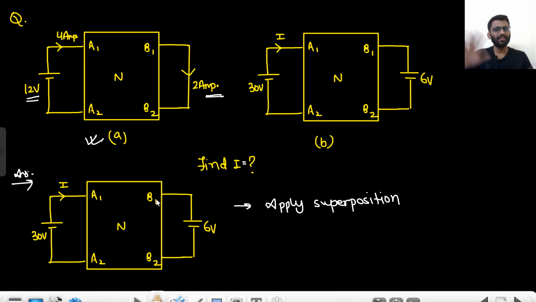So in the exam, this question will be solved very quickly. You will see 12, 4. Apply superposition because only one source will be there. So 12, 4, 30, 10 ampere current. Now I will apply 6 volt here. So 12, 2, 6, 1. 10 minus 1, 9 ampere.